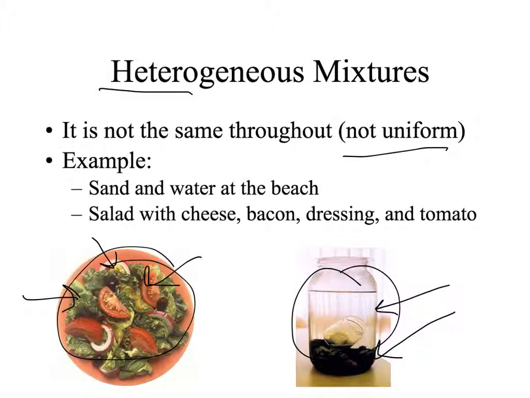You may be familiar with the term heterosexual, which just means that one sex likes the opposite sex because it's not uniform, it's different. That's maybe how you can remember it. But with a heterogeneous mixture, you can definitely see the different parts and pieces.